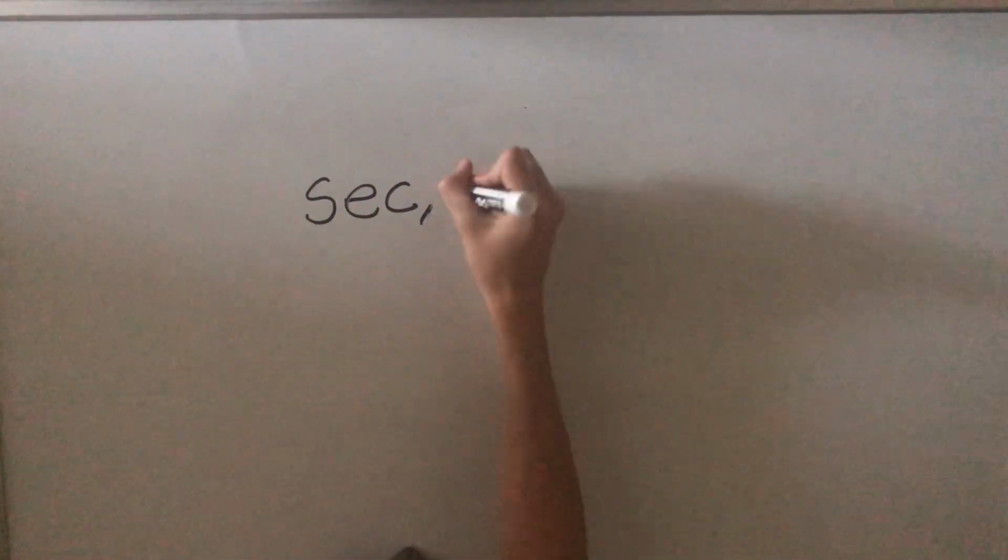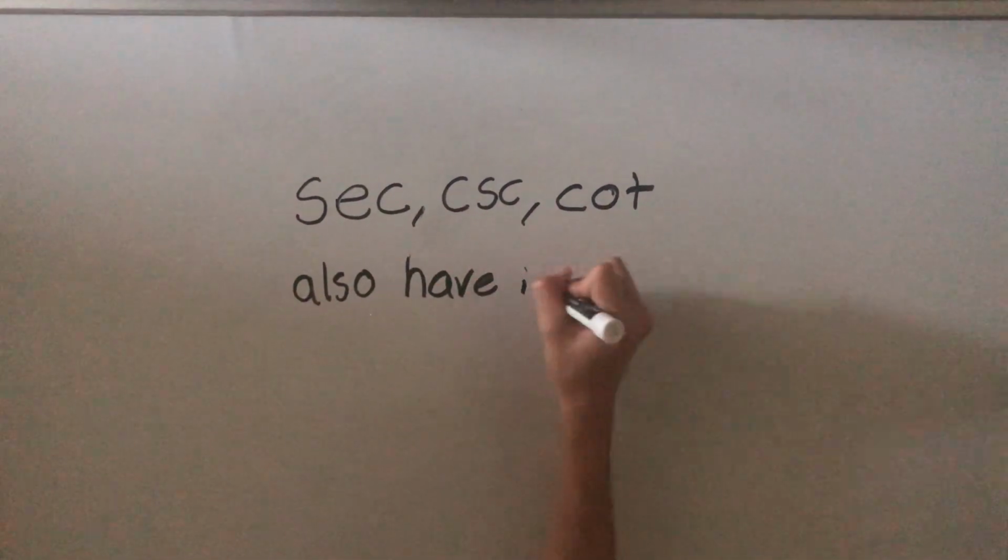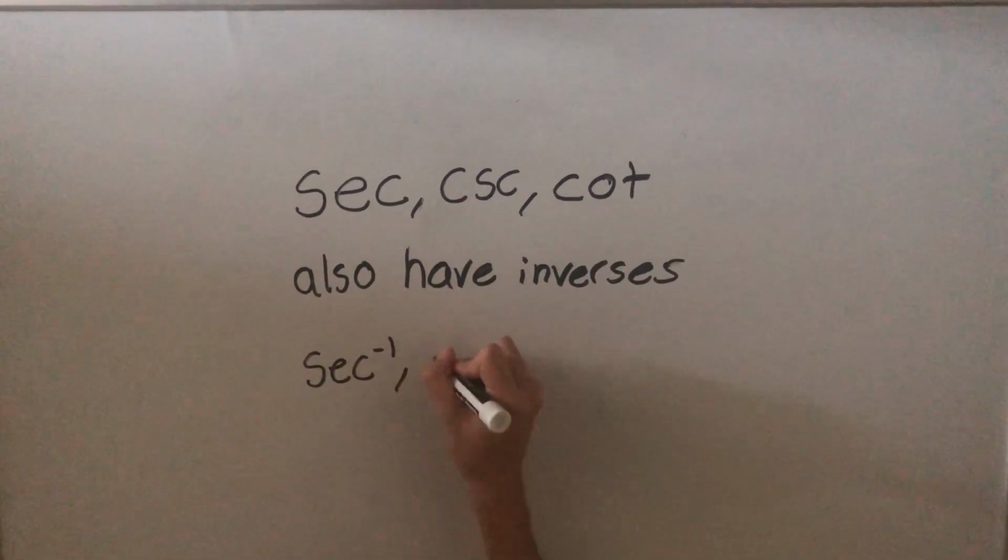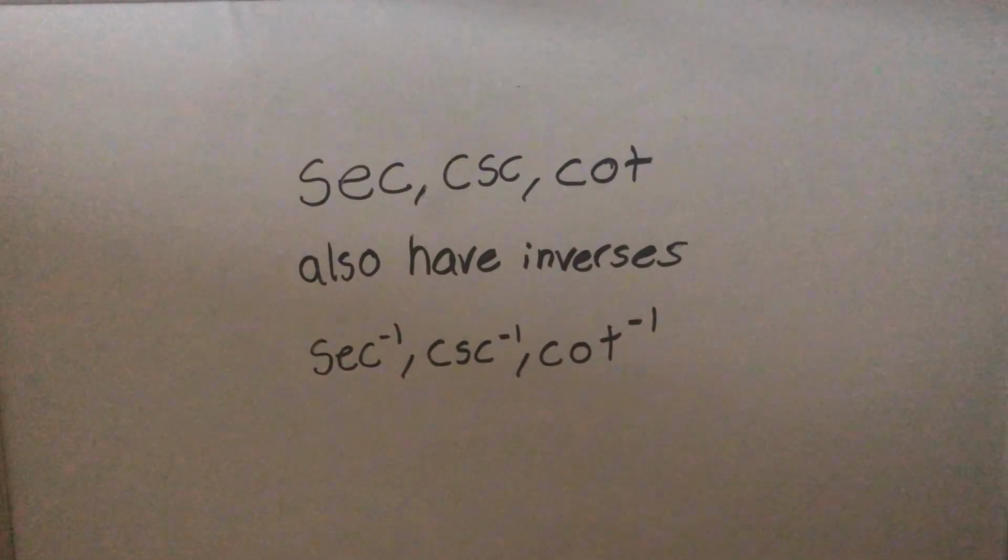Secant, cosecant, and cotangent also have inverses: secant to the negative 1, cosecant to the negative 1, and cotangent to the negative 1.